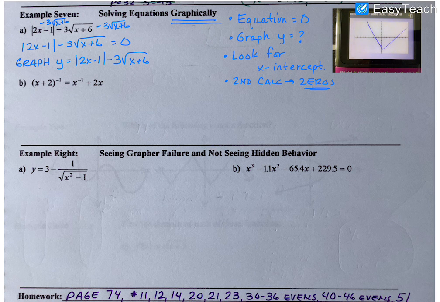And we get something like this. As I mentioned above, I just need to find my zeros. So, second, calc, 0. It's asking for the left bound. So I'm going to go left of where it crosses the x-axis at -2 something there. Hit enter. Right of where it crosses the x-axis. Hit enter. And then I'm going to go back to the guess.